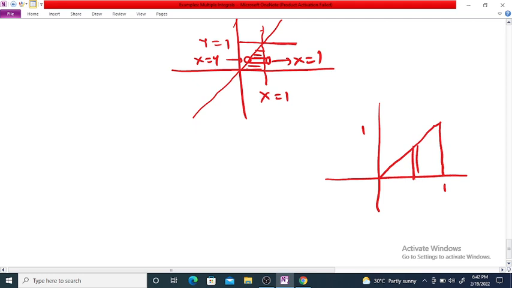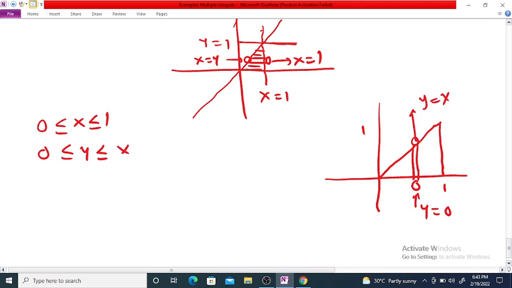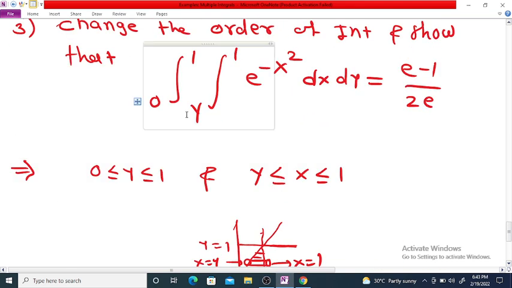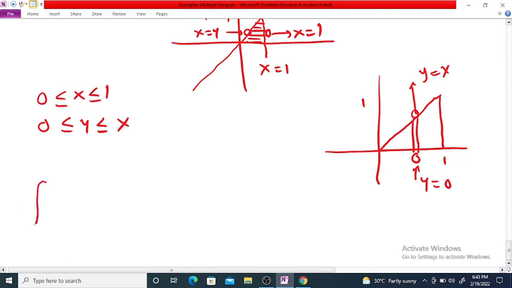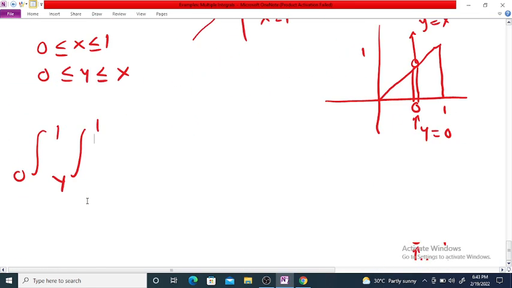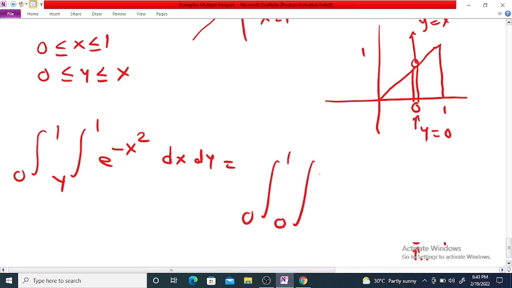Now if we consider the vertical strips, it enters at y equal to 0 and leaves at y equal to x, and such a strip we are going to put from 0 to 1. So our new limit is 0 less than or equal to x less than or equal to 1 and 0 less than or equal to y less than or equal to x. And therefore this integration from 0 to 1, y to 1, of e raised to minus x square dx dy is equal to the integration from 0 to 1, 0 to x, of e raised to minus x square dy dx.